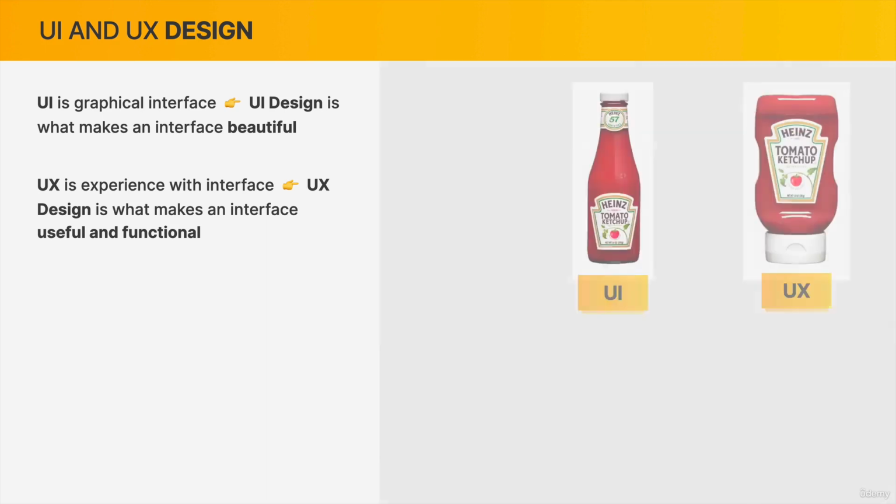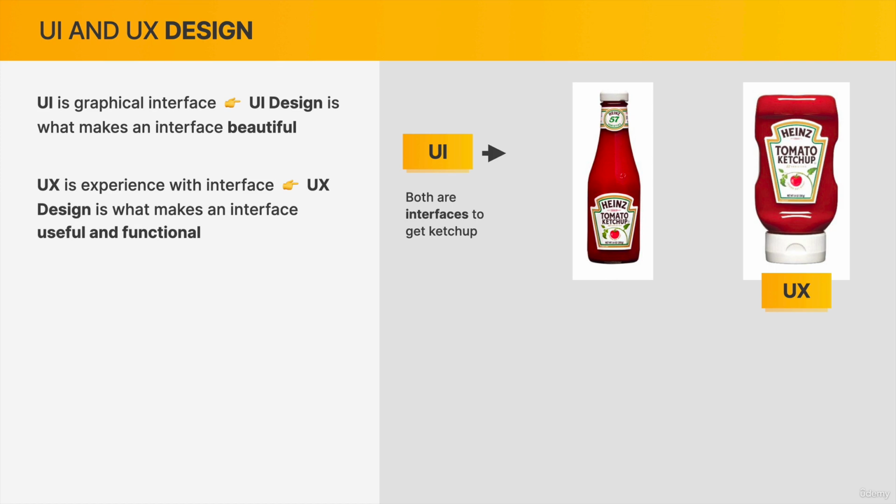Now, there is this strange analogy of UI versus UX, where the UI is supposed to be this glass ketchup bottle, which is aesthetically pleasing, but doesn't really work in many situations. On the other hand, UX is supposed to be represented by the newer plastic bottle that is easy to squeeze. So the one that is easier to use. However, if we actually think about it, this analogy doesn't make a lot of sense. Because in reality, both of these bottles can actually be called a user interface, because they're both interfaces for the user to get some ketchup, right?